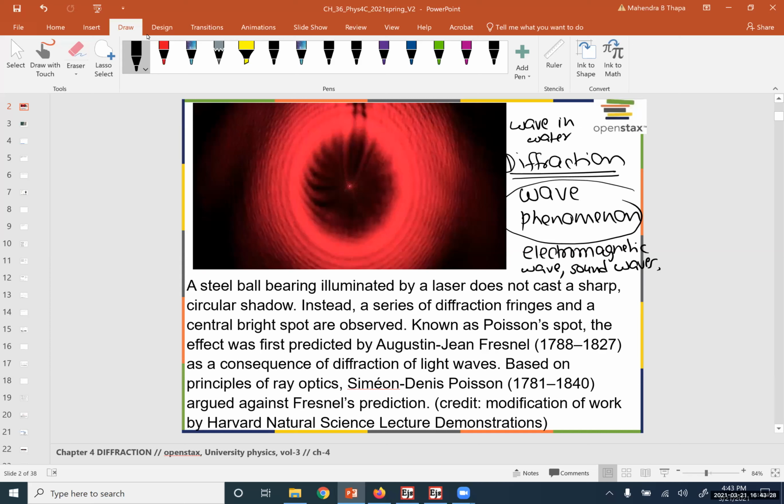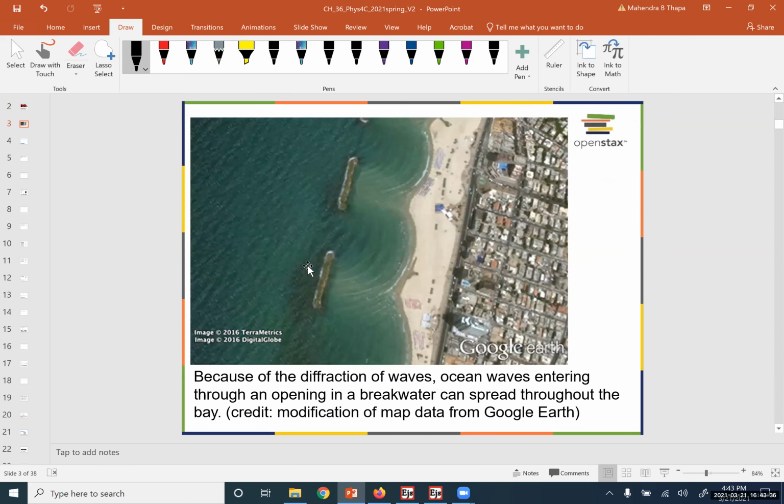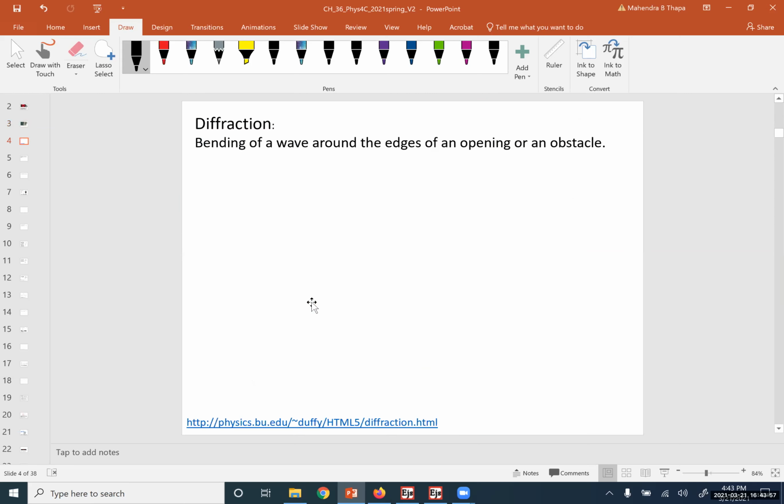The beautiful picture you see here, this one and this one, is because of diffraction of waves. So let's go further and talk about what diffraction is. Diffraction is basically the bending of wave around the edge of an opening or an obstacle.